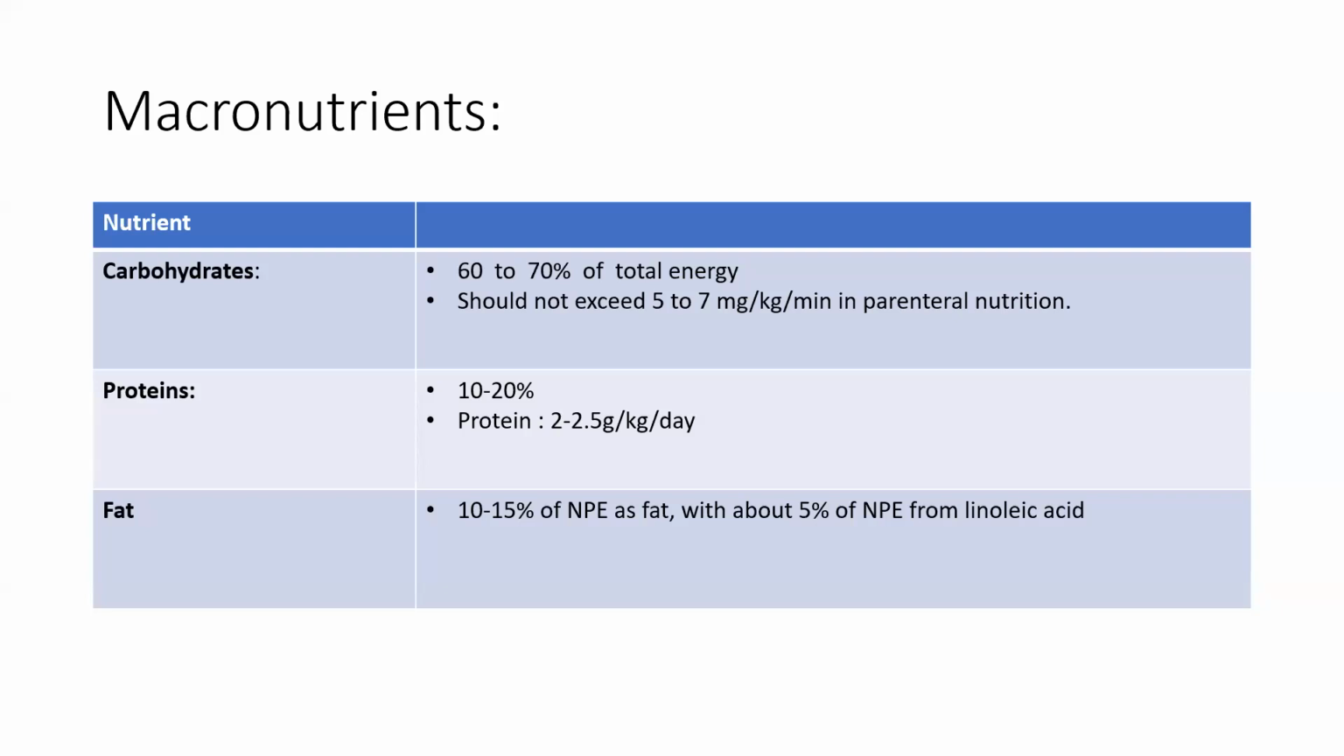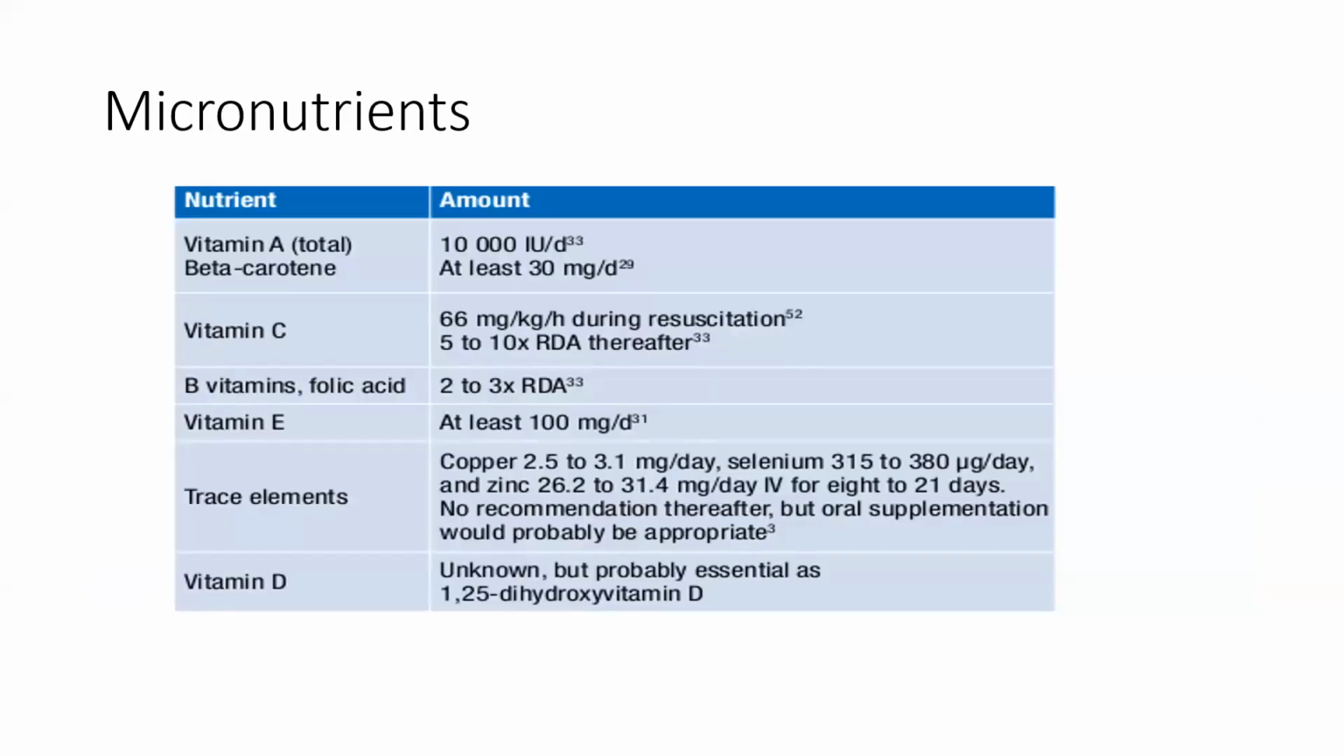Then for the micronutrients, we have a variety of micronutrients which serve different purposes in the body. It's important to remember that micronutrients also play a role in burn patients. They help to fight oxidative stress, support the immune system, and optimize wound healing. We have vitamin A, we have C, we have the B vitamins, which we know are involved in nervous system development, vitamin E, the trace elements and also vitamin D.